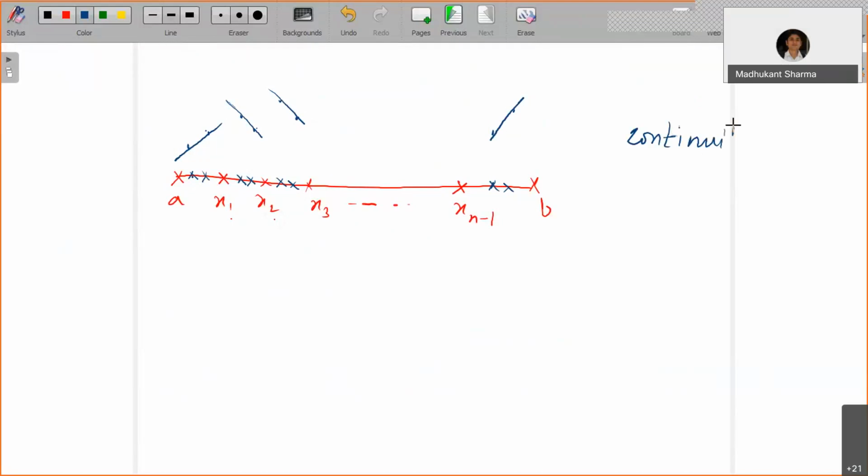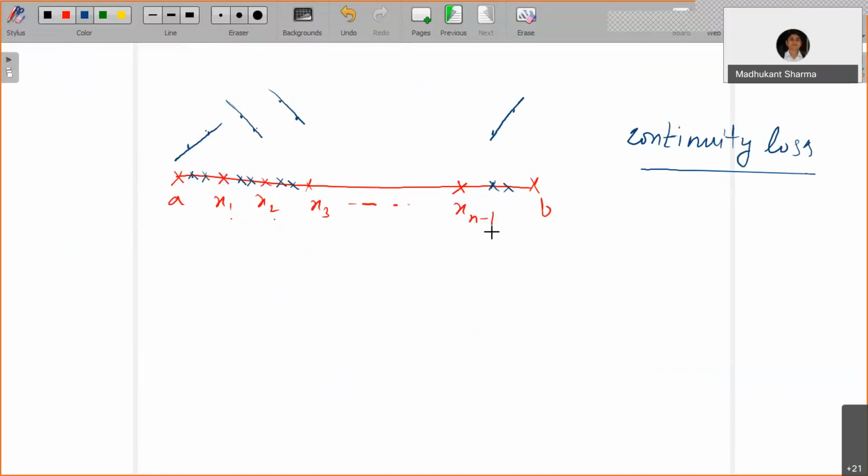So if you choose this x instead of x0, x1, x2 and so on, xn minus 1 as an interpolation point, if you don't choose this, and if you choose any 2 interior points here, there is a loss of continuity itself. Okay, so still you have a piecewise linear interpolation there, but continuity is also lost.